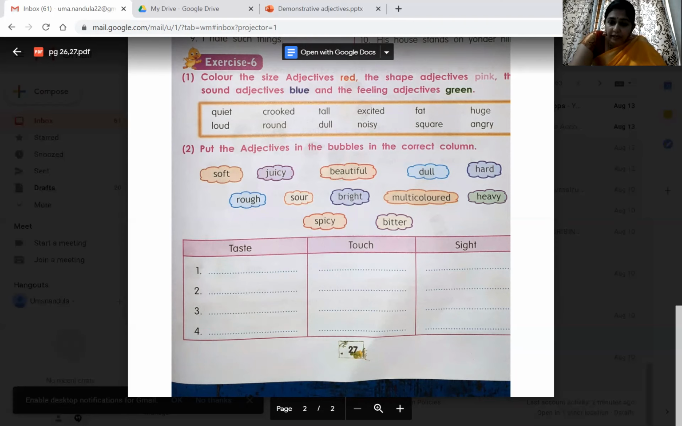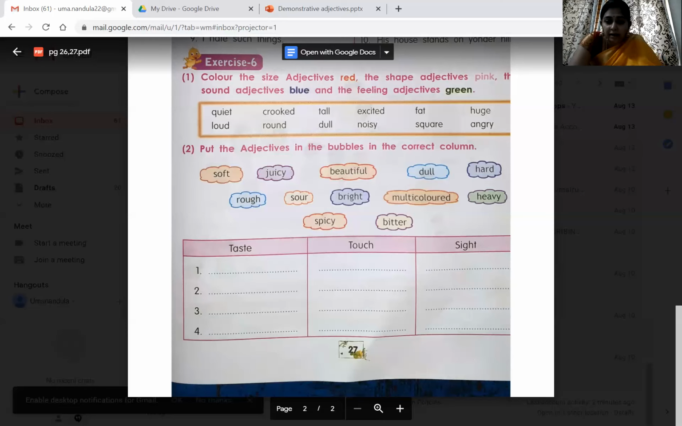Juicy. You feel it is juicy when you taste it, or according to the consistency, it will be understood by tasting it. So you can write it in the first column. Beautiful. By seeing only we can say whether the object or the person is beautiful or not, so it comes under the third column. Dull. By seeing only we can say a person is dull or not, right? Without seeing somebody, you cannot say whether they're dull. By recognizing their voice you might say, but by seeing only we identify dullness. So write dull here.